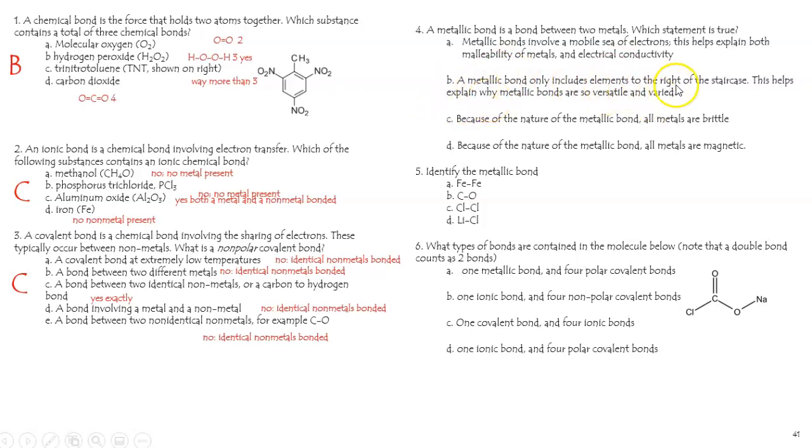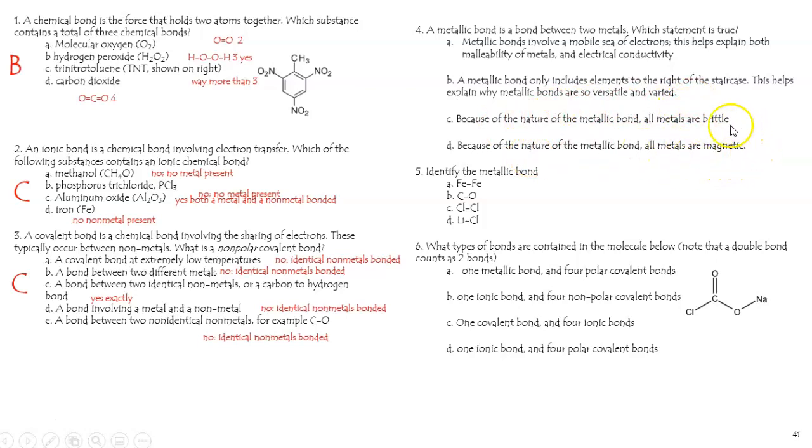It includes elements to the right of the staircase. That's wrong. Left. And it talks about why they're so versatile and varied. Really, to me, metallic bonds are just kind of a whole bunch of the same thing. There's not a lot of variation or versatility there at all. Because of the nature of the metallic bond, they're all brittle. Well, it doesn't say what that nature is, and I don't agree. They tend not to be brittle, but they are all magnetic.